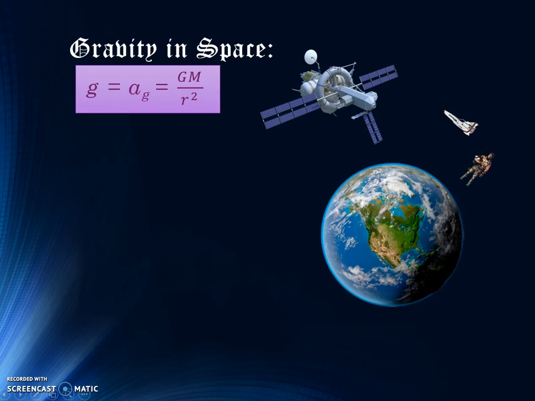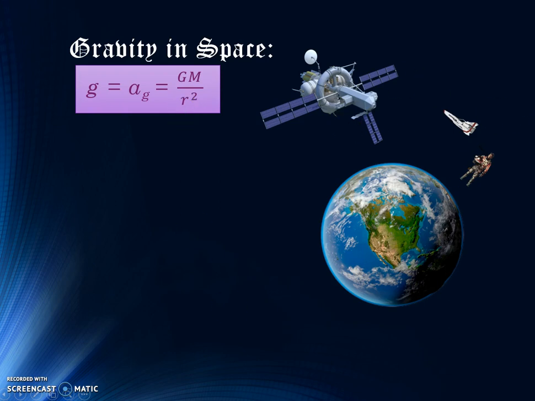Newton's law of universal gravitation, part 2: gravity in space. Let's take a look at the formula for g, the acceleration due to gravity, that we had in the last lecture. Universal gravitational constant, mass of the planet involved, over r squared, where r is the radial distance from center of mass to center of mass.